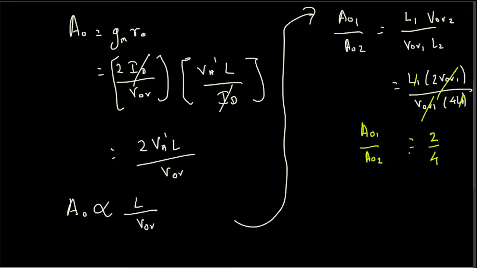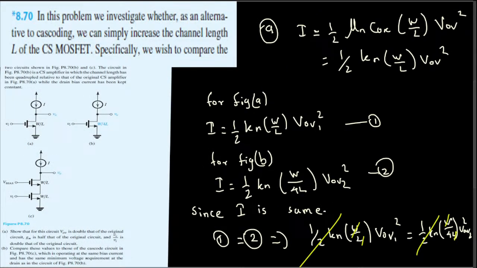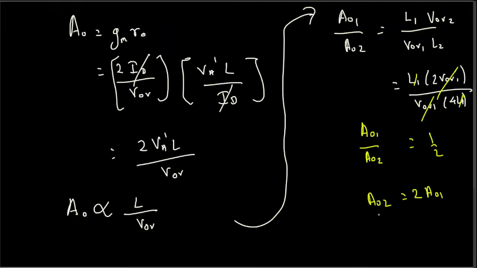Therefore we are trying to find the gain in terms of the second one. So A02 will be equal to, and this one is nothing but 1 over 2. You can write 1 over 2 here. So A02 will be equal to 2 A01. Okay, and that is double. The gain of the second one is double the gain of the first one. So that's what they're asking us to prove: V_out over V_in is double of the original circuit. That's what we proved right here.